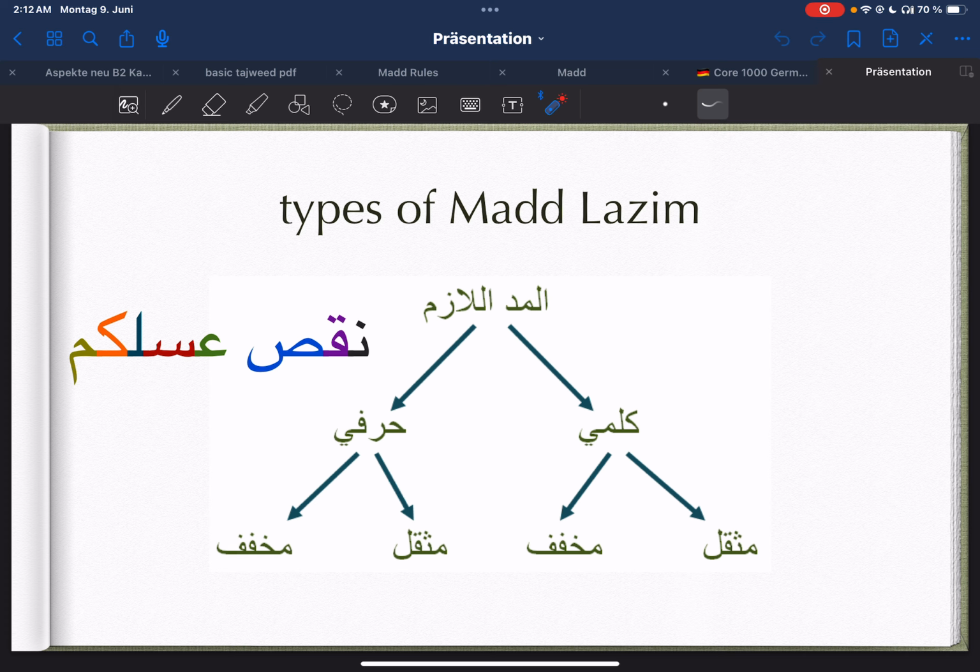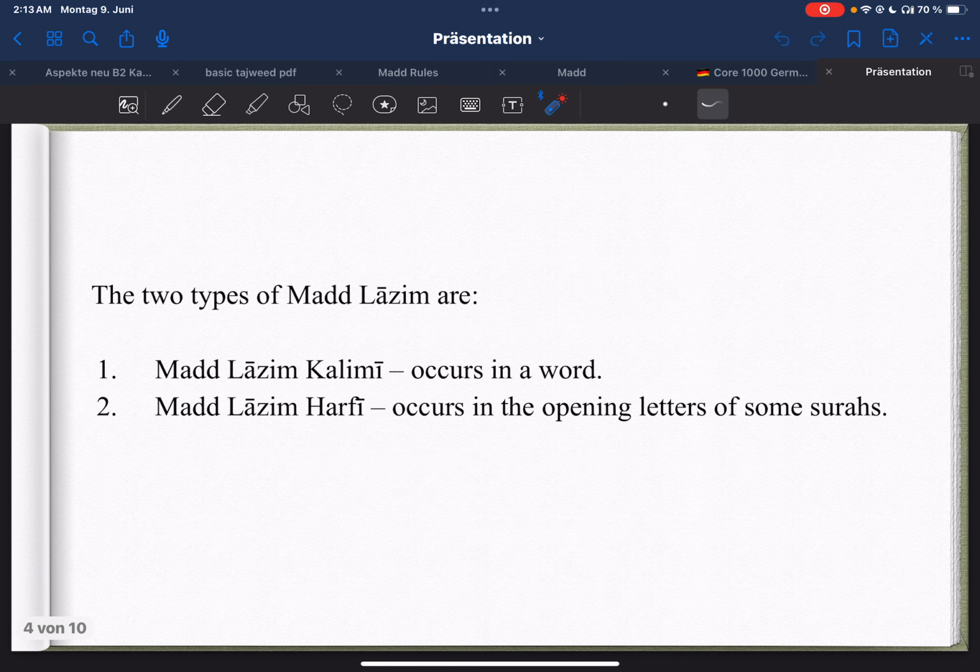We have two types, مد لازم كلمي and مد لازم حرفي. Each of them has two categories: مثقل and مخفف. What does it mean? مد لازم كلمي means it occurs in a word, and مد لازم حرفي means it occurs in the opening letters of some surahs.